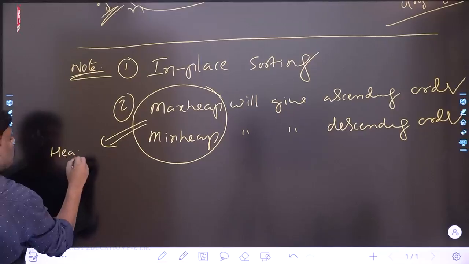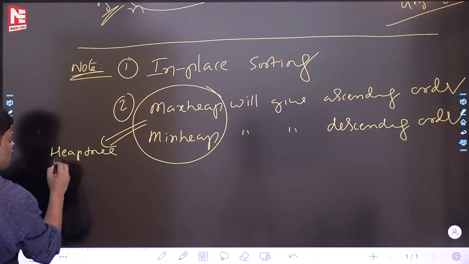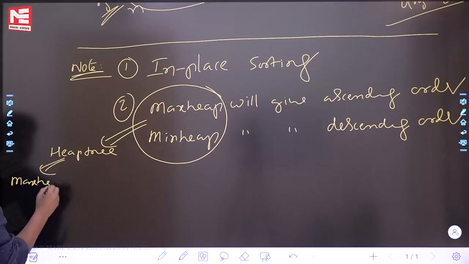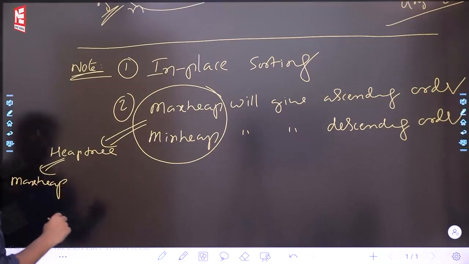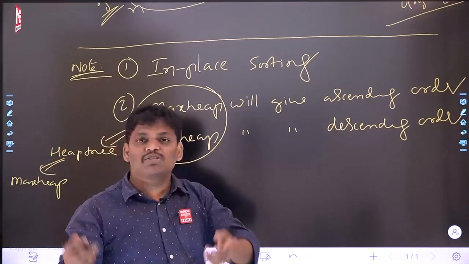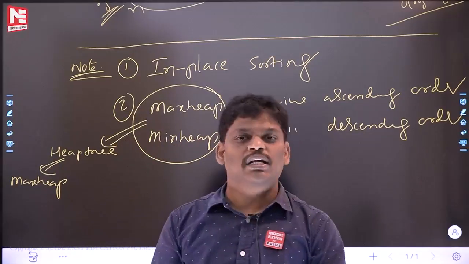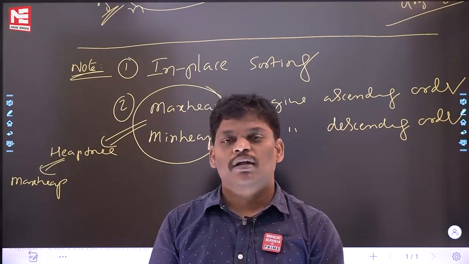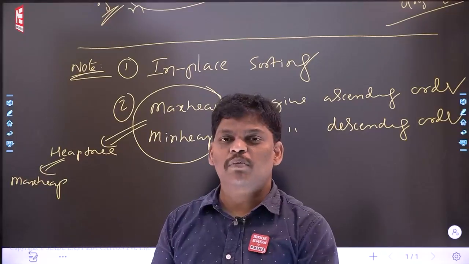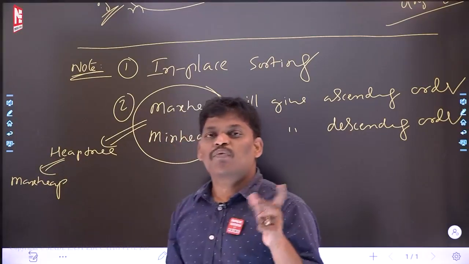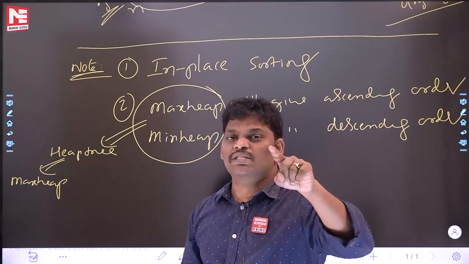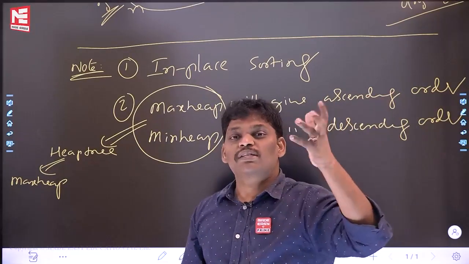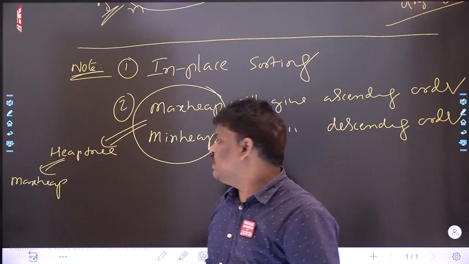If anyone says heap tree from now onwards, it means max heap tree, because it will give ascending order. I am repeating once again: sorting normally means ascending or descending, but most people will think it means ascending order. Who will give ascending order, min heap or max heap? Max heap. Try to remember from now onwards. If anyone says max heap, go for max heap. If anyone says min heap, go for min heap. If anyone says heap tree, it means max heap tree.